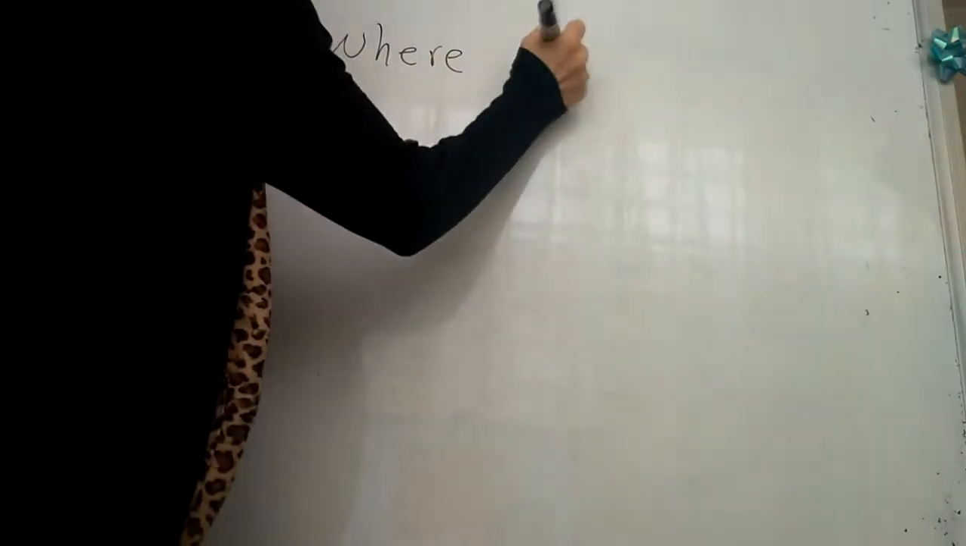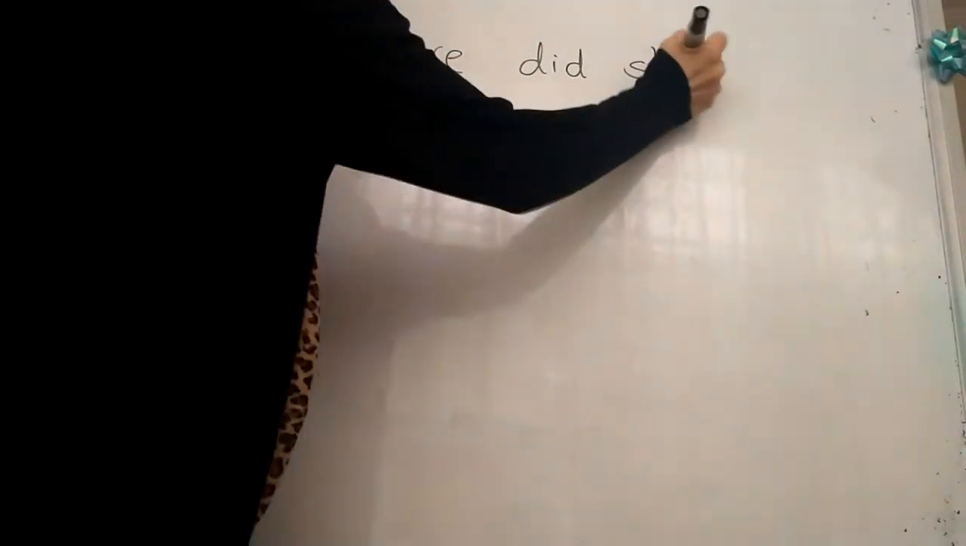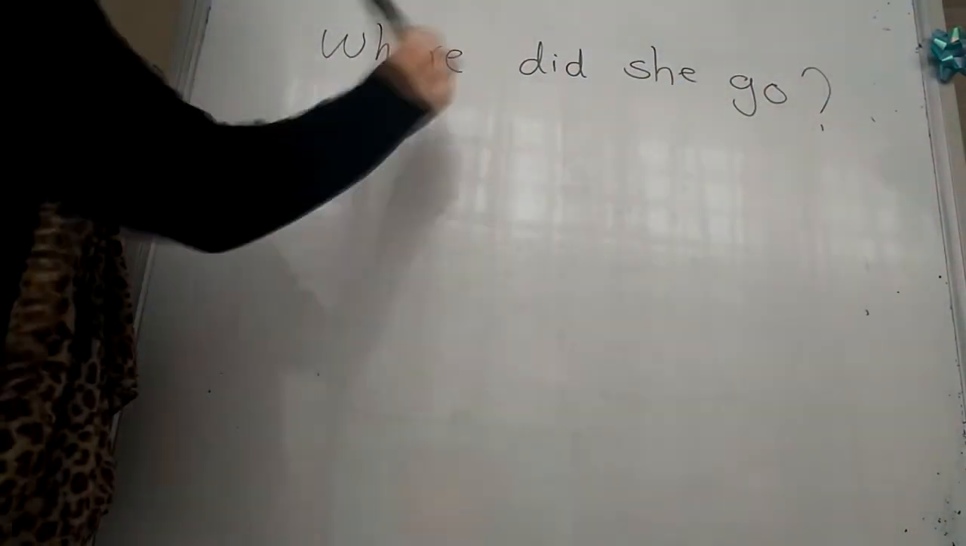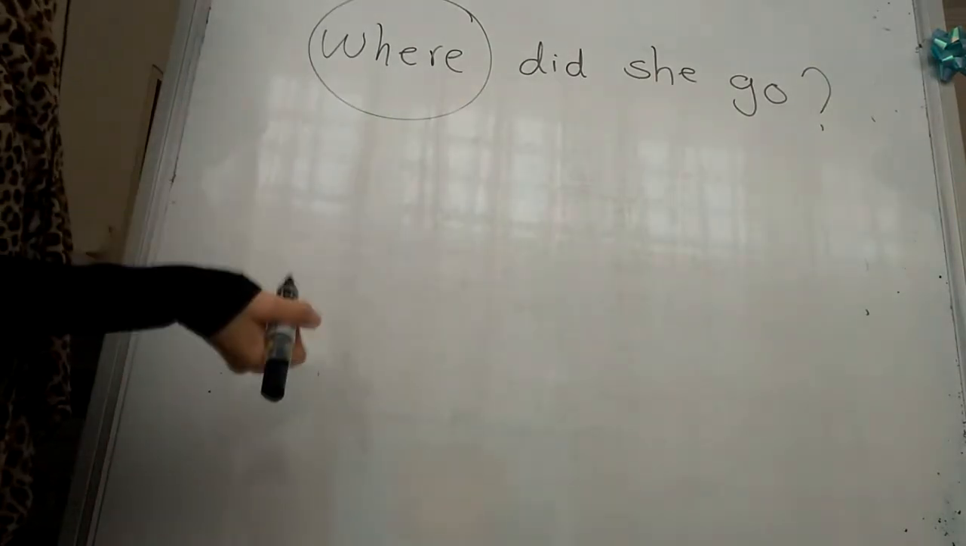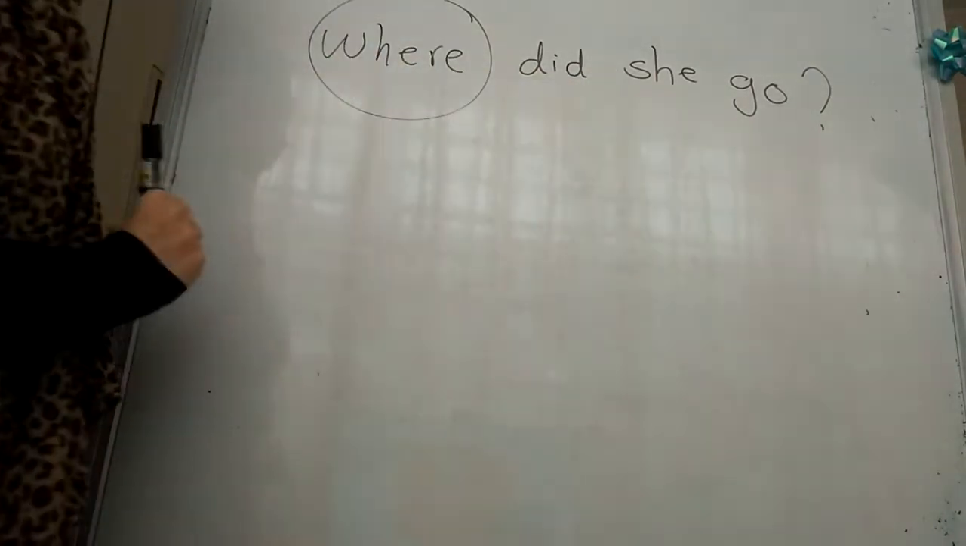Let's look at WH questions. If you want to provide a detailed answer to a question like "Where did she go?", because we have "where", we are expecting a detailed answer. Where did she go? So how can we answer that?